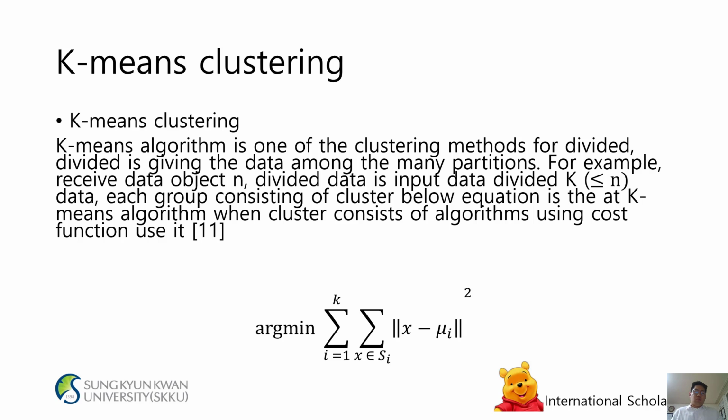K-means clustering. The k-means algorithm is one of the clustering methods for partitioning. Partitioning is dividing the data among many partitions. For example, the input data is divided into k groups, each group consisting of a cluster. The equation below is the k-means algorithm when clusters are built using a cost function.